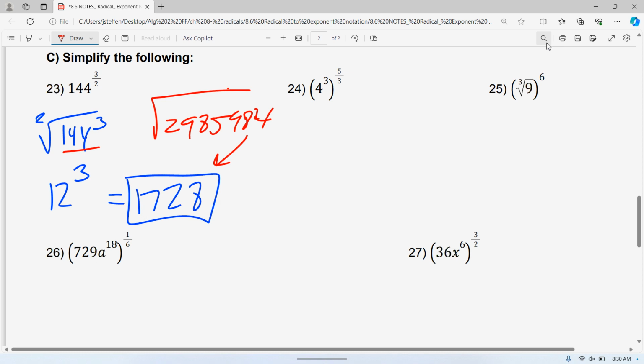The big thing is show your work. And when I say show your work, there are 2 steps I would show. I would make it in radical form first, and then I would do the radical first. Those are the 2 steps I would show.